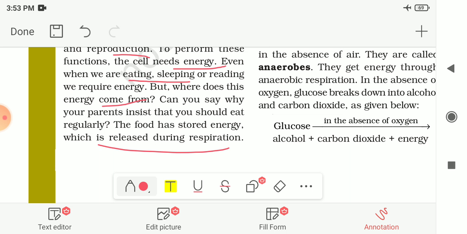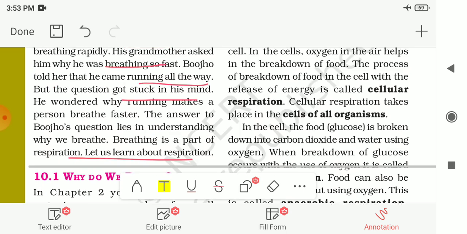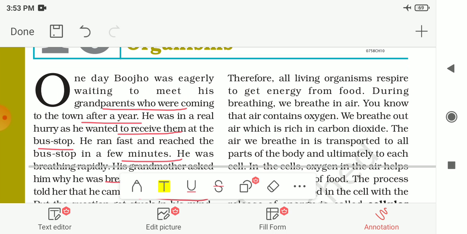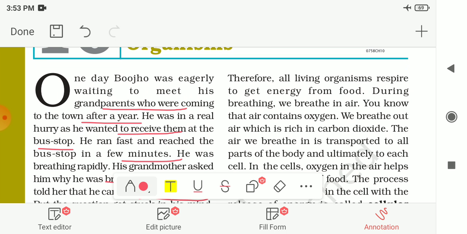Can you say why your parents insist that you should eat regularly? You have heard your parents insisting that you eat food regularly. So why are they doing this? The food has stored energy which is released during respiration. The food which we eat has energy stored in it, and this energy is released during the process of respiration. That is why we respire.